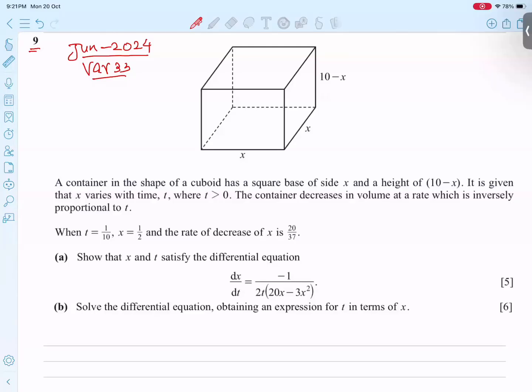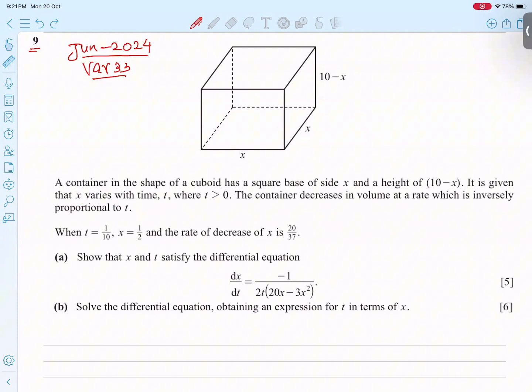June 2024, 33 variant. Topic is differential equation. And what a question: given a container in the shape of a cuboid, square based. It means length and width are both the same. And height is 10 minus x. You can see clearly.